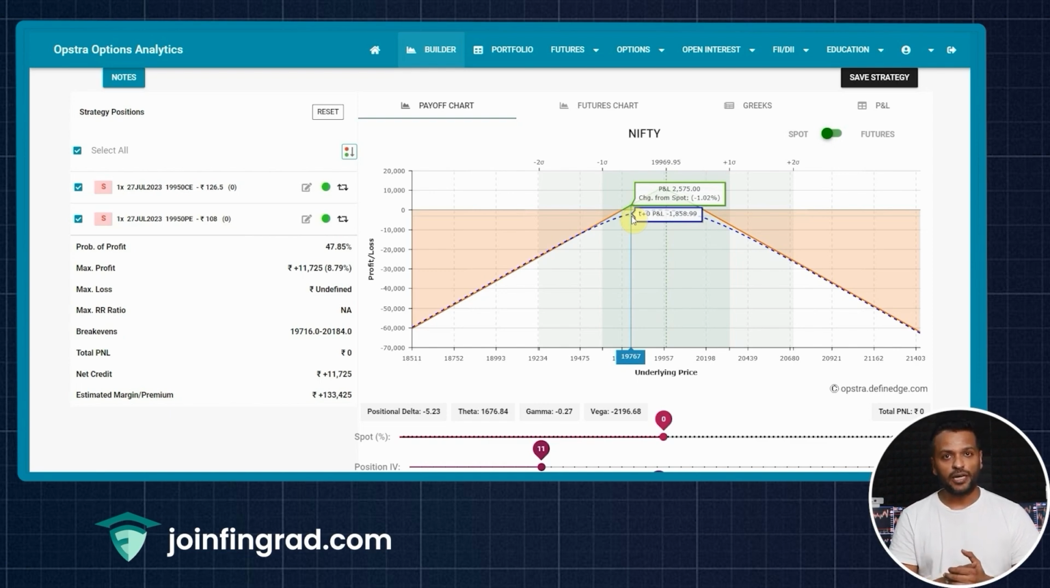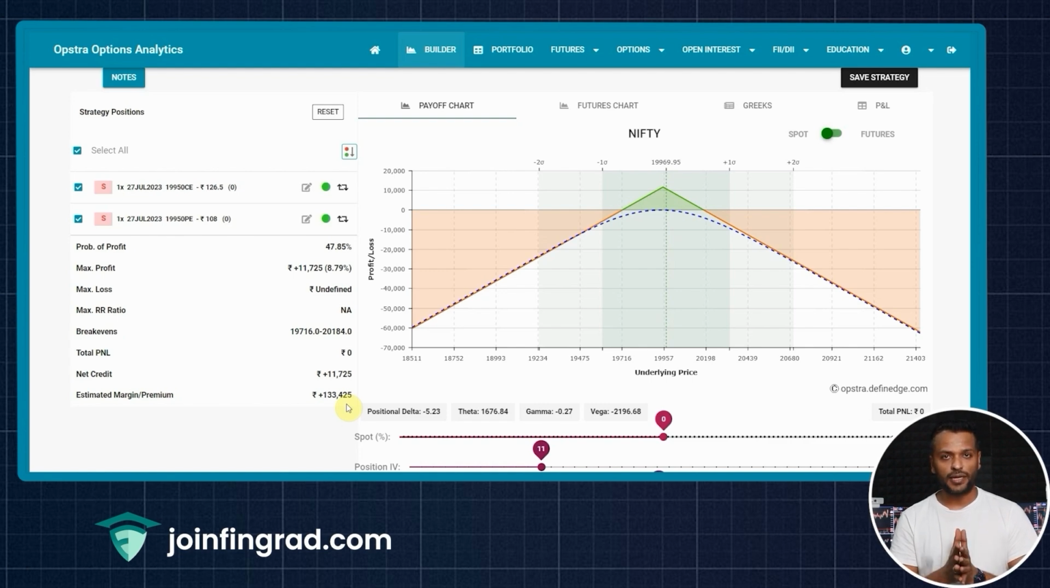Now the margin required to write the straddle, or sell the straddle, is slightly high. It's about 1,35,425 rupees, all of which can be seen here on the chart. The maximum profit again is 11,725 when you are writing the strategy. So that is about the payoff chart if you are doing a straddle.